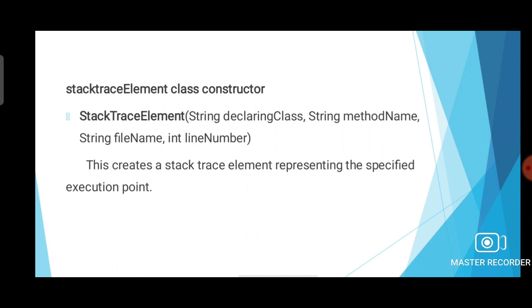Method name is the name of the method under which the exception occurred, and it will be shown to the user. File name is, if the exception is caused by some file access, that file name will be returned and displayed. Line number means that under one file, one particular line may cause the exception, so that line number will be displayed to the user. In this way, the StackTraceElement class is used to provide useful information about exception handling.